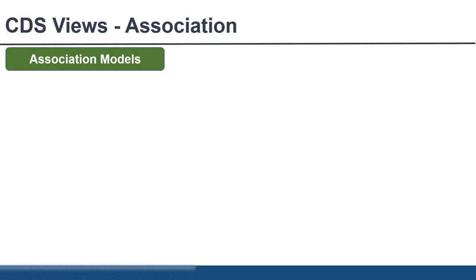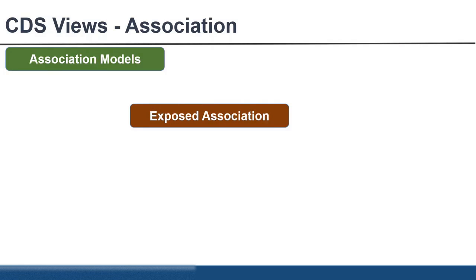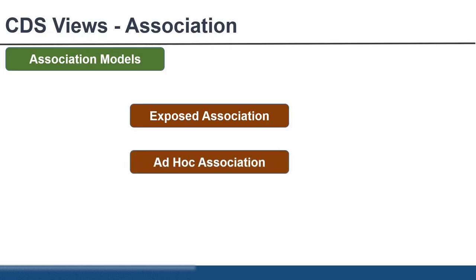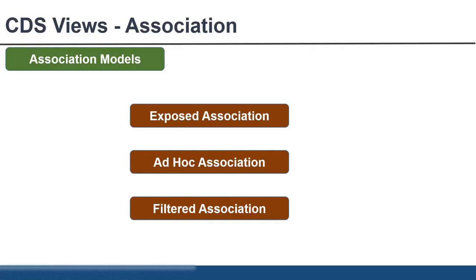CDS associations can have different types or models. First is the exposed association, the ad hoc association, and the filtered association. In the exposed association, we don't specify the individual fields, we just specify the alias or the table alias, which is mentioned in the association definition. In the ad hoc association, we specify the individual fields, which will be included in the CDS view from the associated table or view. And in filtered association, we specify a filter in the association.